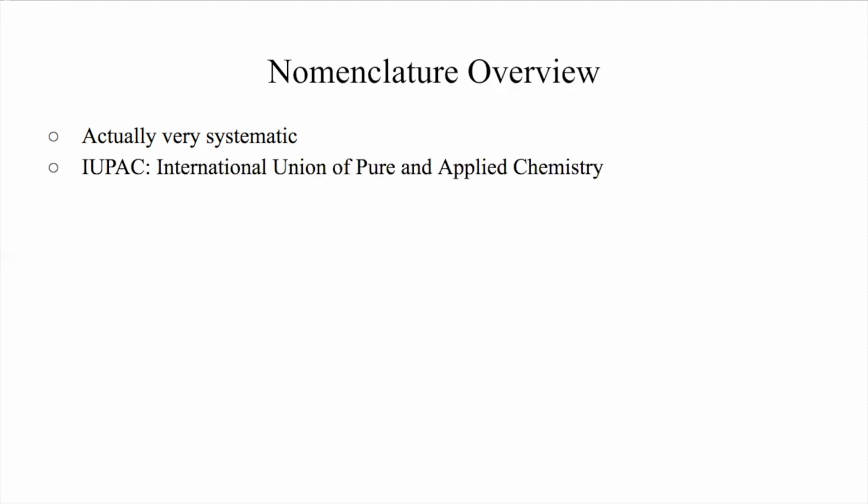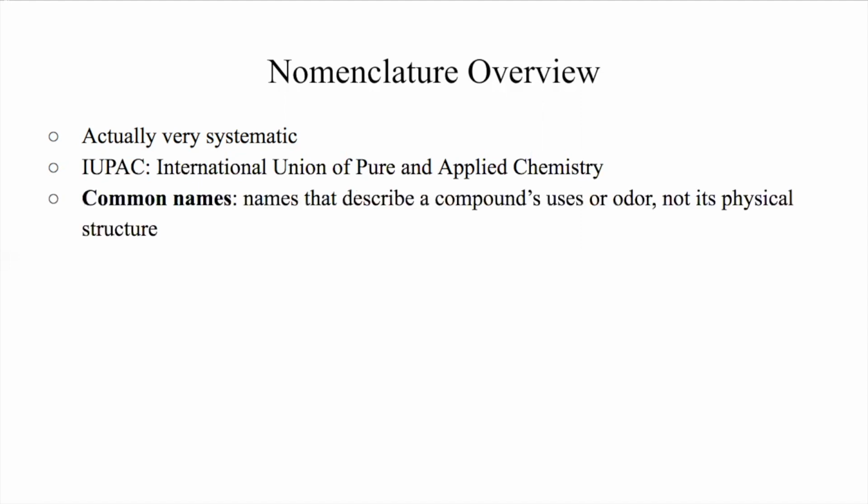While it's true that there are a lot of things to remember about organic nomenclature, and that there are a lot of prefixes and suffixes, the whole process is actually very systematic. This is all thanks to IUPAC, the International Union of Pure and Applied Chemistry. Before them, there were just a whole lot of common names floating around. Names that describe a compound's uses or odor, not its physical structure.